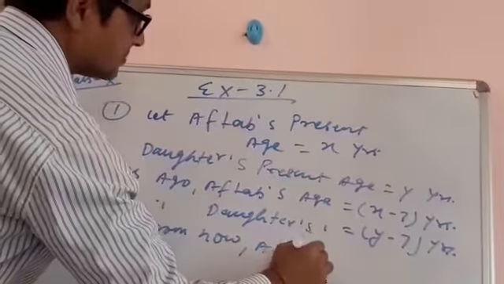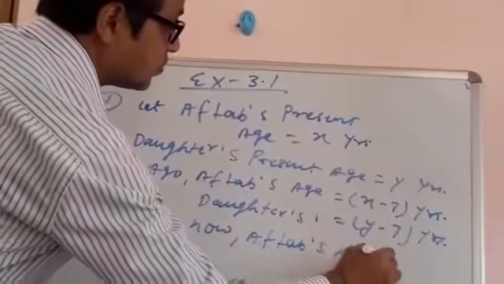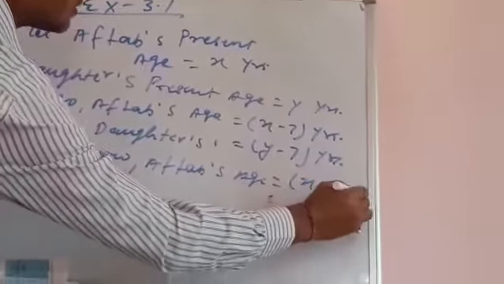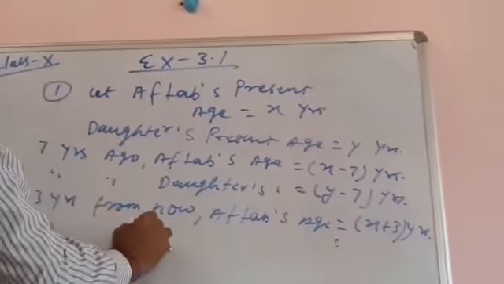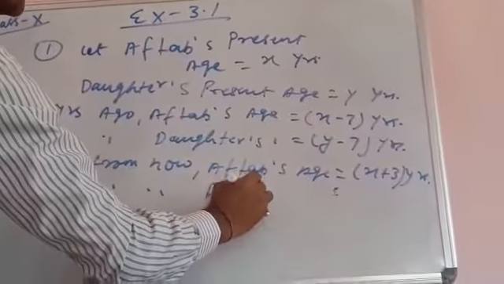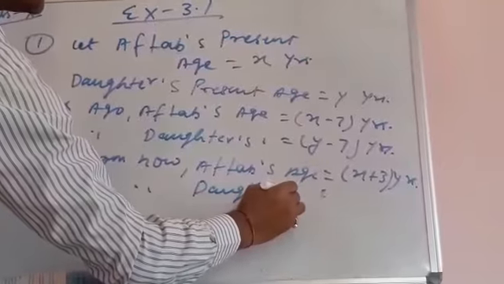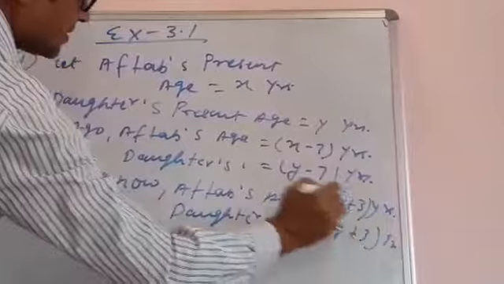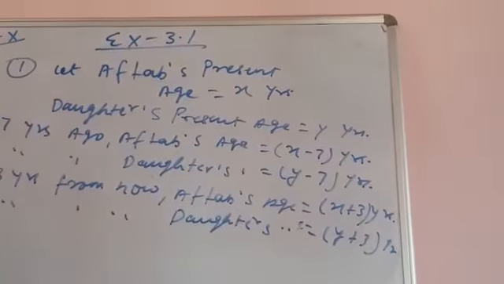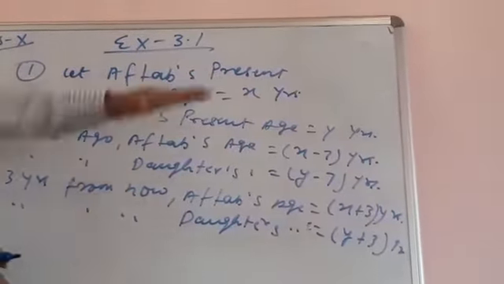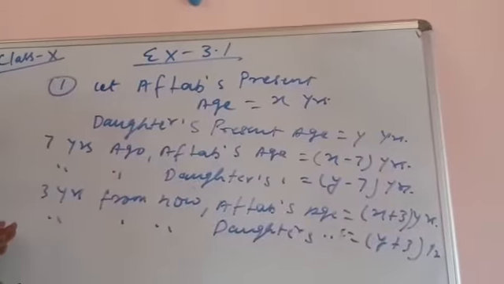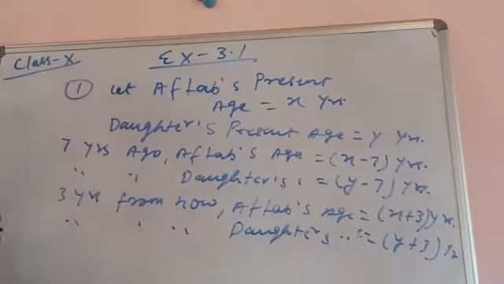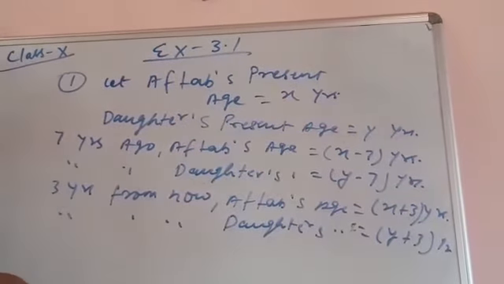Aftab's is, what would it be? x plus 3 years. And 3 years from now, daughter says, what would this be? y plus 3 years. So I did it simultaneously. First I have collected the situation, I have written the situation. Now we are finally going to establish the situation. So after this, now we'll again start.